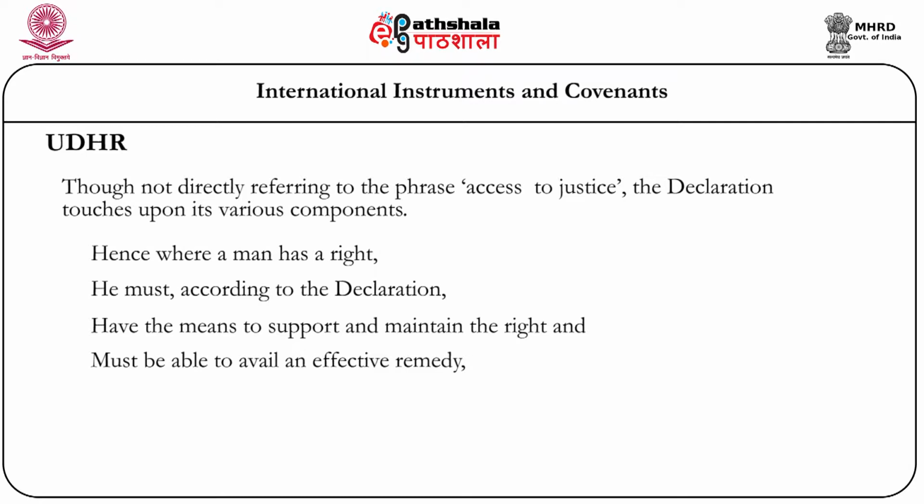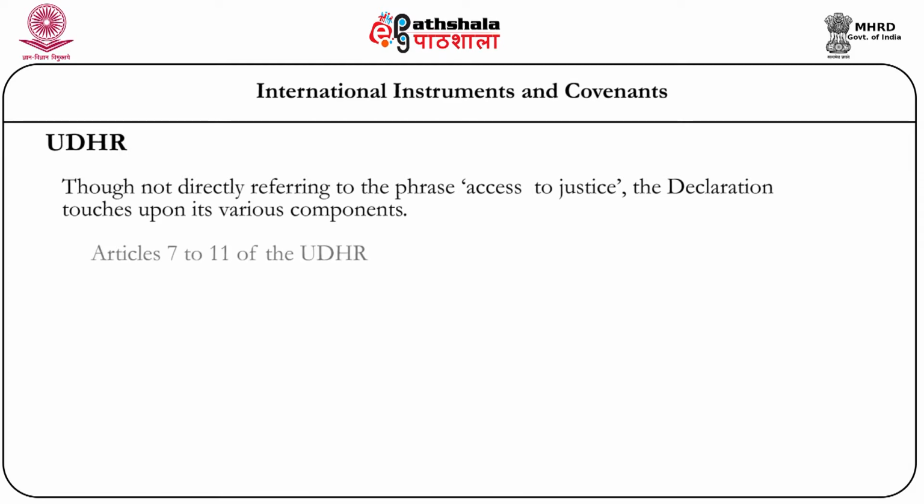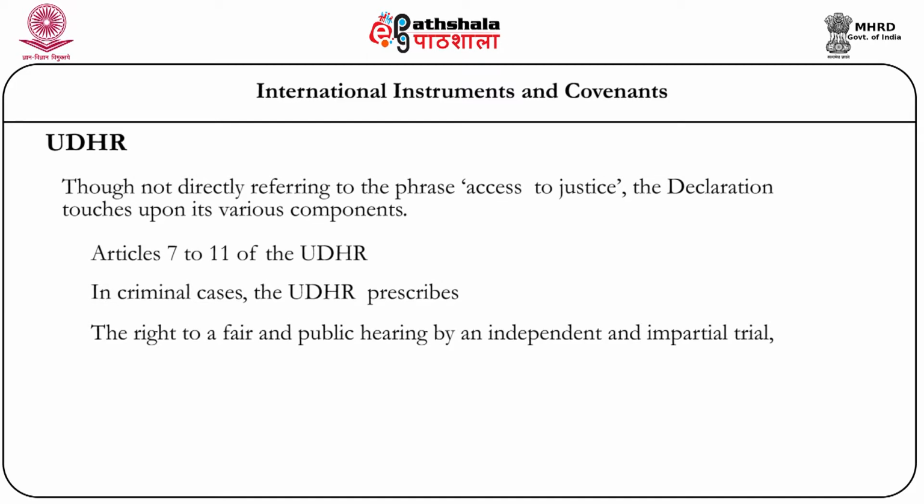Articles 7 to 11 of UDHR mainly deal with criminal cases, and these articles prescribe the right to a fair and public hearing by an independent and impartial tribunal. So, these articles clearly inform that there should be a fair trial conducted by the appropriate authority.